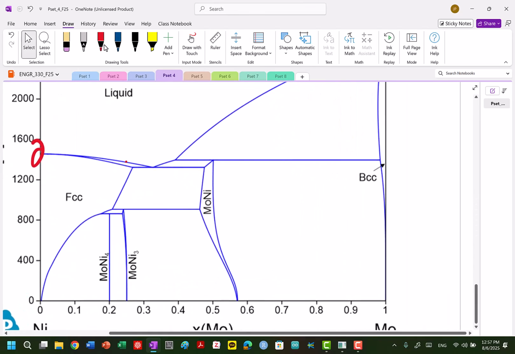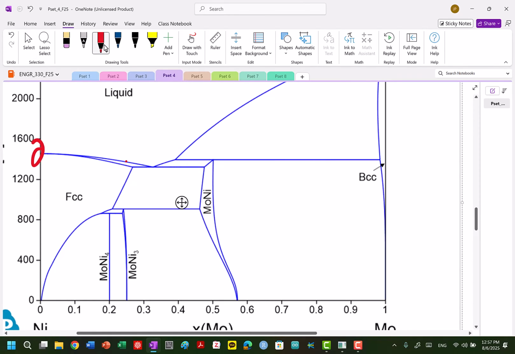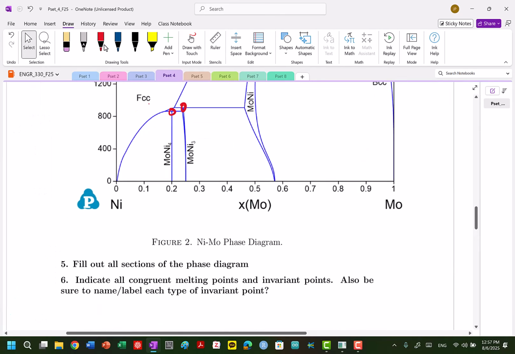Let's start to look at some invariant points. So this is solid plus another solid to new solid, so that's a peritectoid. This is a two-phase solid region to a single-phase solid region, so that's another peritectoid right here. This is a eutectic, liquid to two-phase solid region. We are liquid plus solid to a new solid. That's a peritectic. I think that's it for invariant points.